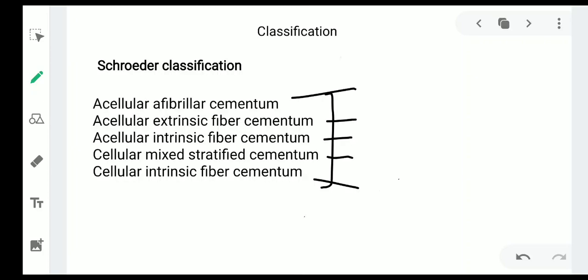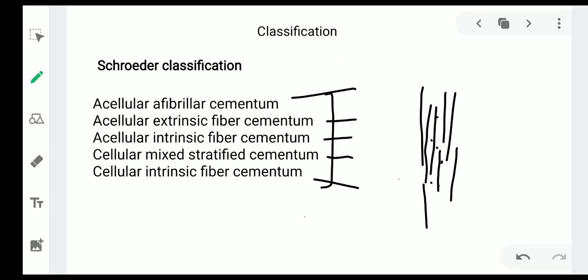Now there are two terminologies here. One is intrinsic fibers and one is extrinsic fibers. Now when Cementum is formed, collagen fibers are deposited and then they mineralize to form the Cementum. Now these internal fibers are known as intrinsic fibers.